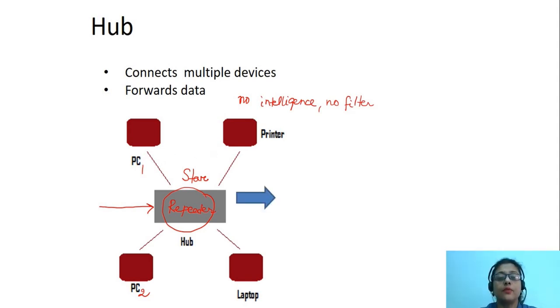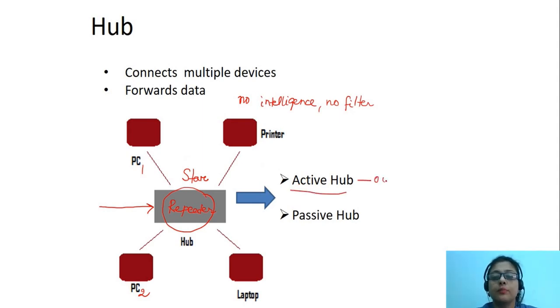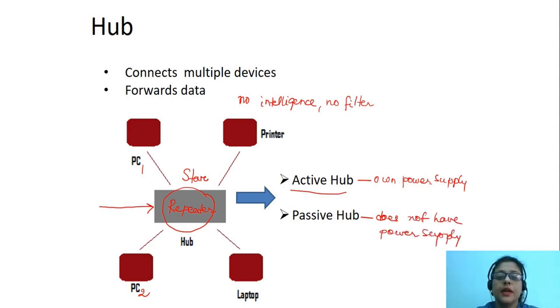There are two types of hubs. One is called the active hub and the other one is called the passive hub. Now this active hub has its own power supply. But the passive hub does not have its own power supply. It basically captures the power supply of one of the active hubs.